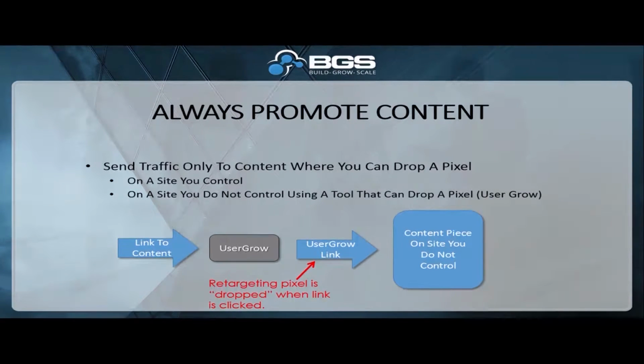If you don't control it, this is the flow just so you guys understand. You have the link to the content, which let's say it's CNN.com. You want to link them to a big article on CNN. You would use User Grow to redirect and cloak that link, and then you put on Facebook or in the ad the User Grow link. The link itself drops a retargeting pixel for you when they click the link, and then it sends them on to the content. So now you're building a retargeting pixel by getting people to click on content you don't control. How many of you guys have found really awesome content in your niche that you would love to be able to leverage but can't figure out a way to do it? This is how. The other cool thing about User Grow is you can actually pop an offer up in front of them as well, but you don't have to do that.